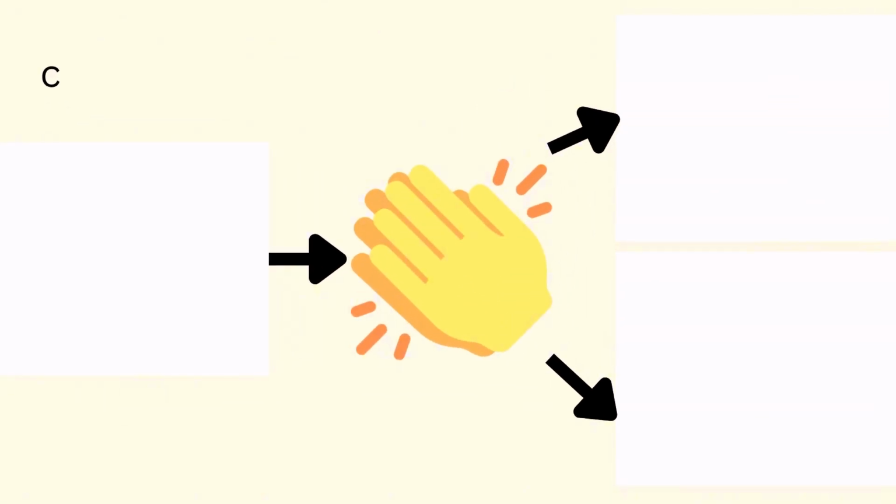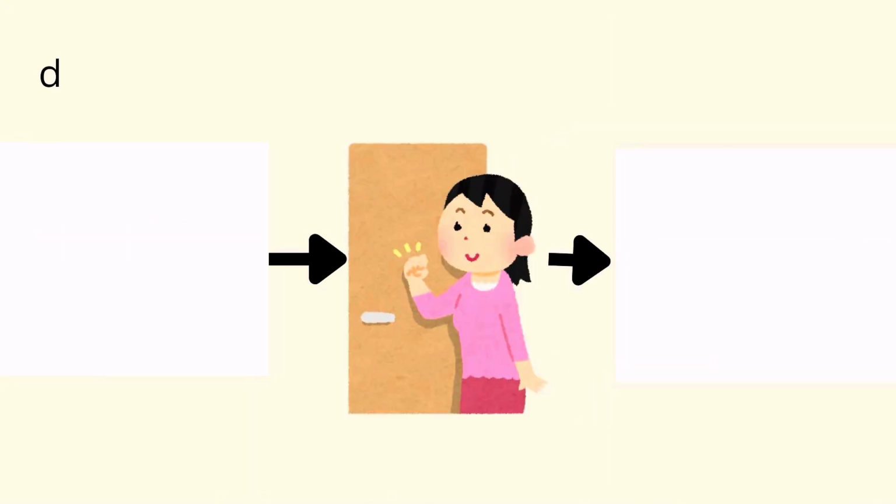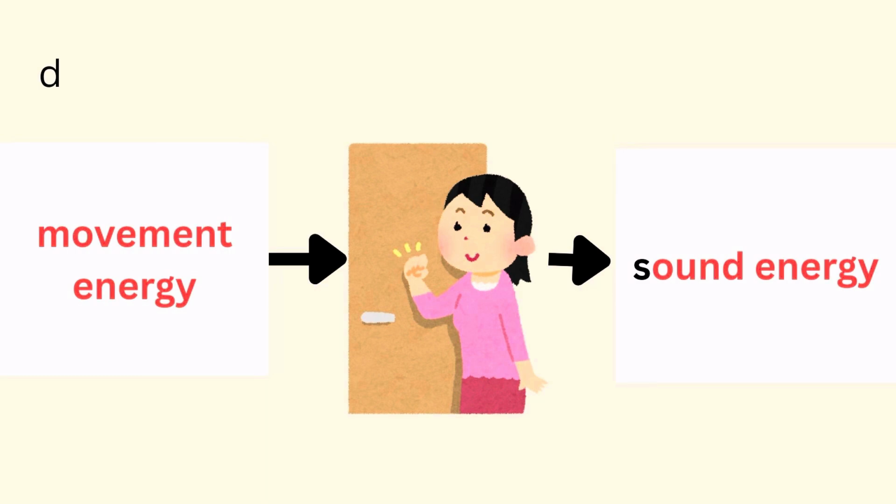Picture C is showing rubbing the hands. So it has movement energy, and when we rub our hands, it gives sound energy. After we rub for a while, it will give heat energy. Picture D is showing knocking the door. It has movement energy. When we knock the door, it gives sound energy.